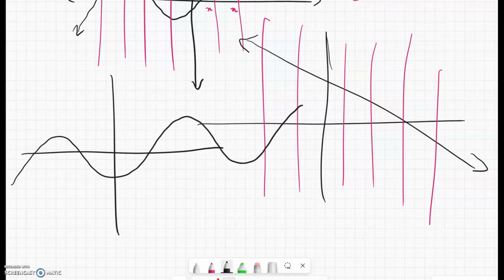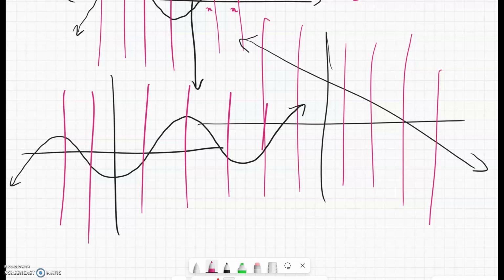How about this? Do the vertical line test. Imagine vertical lines going through the graph. Does the vertical line intersect with the graph at no more than one point? So the answer is yes, no more than one point. So this is a function.